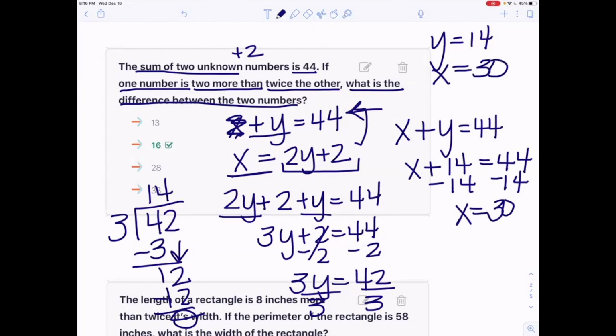Okay, now that I've done that, how do I find the difference? I subtract them. So I'm going to do 30 minus 14, and that gives me 16.